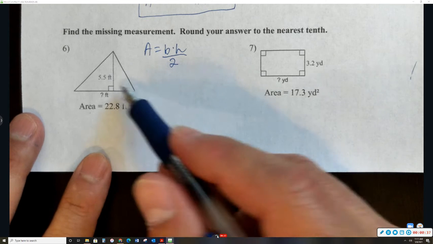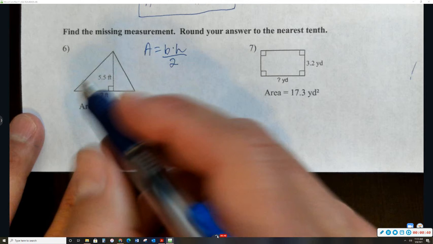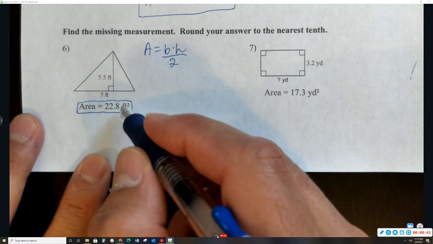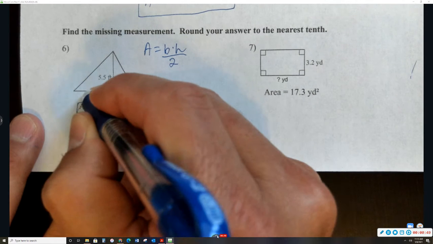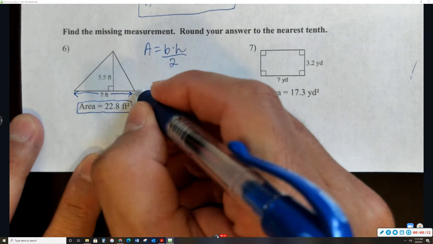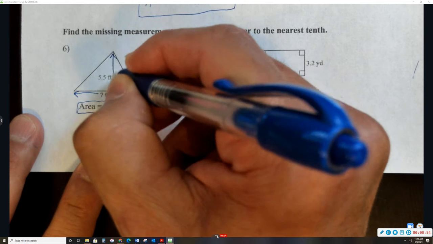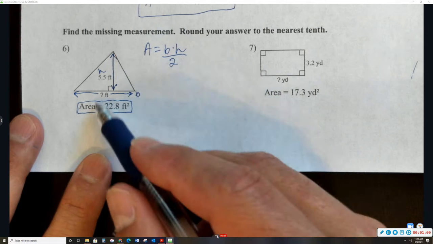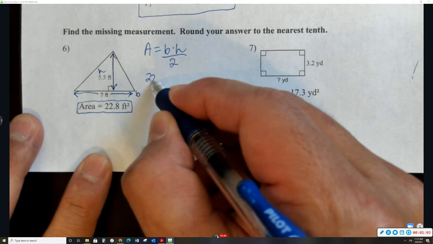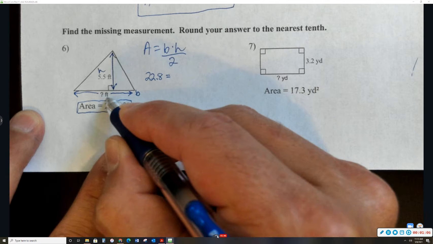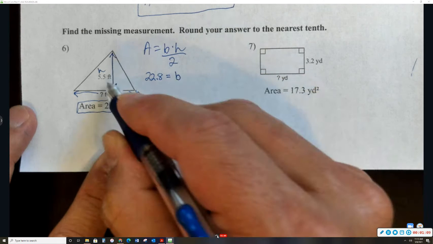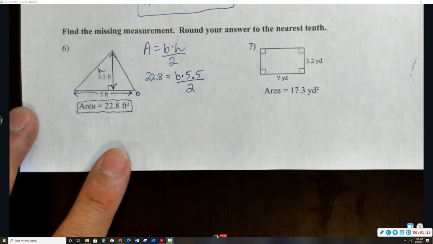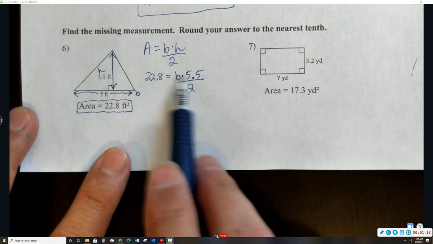Okay, and then we're going to go through the diagram and figure out what information they give us. They tell us the area is 22.8 feet squared. This measurement, because it runs horizontal, is the base, and then this measurement is measuring the vertical height, obviously the height. So I'm going to put that in here. A is 22.8. The B we don't know, so I'm going to leave it as B. And then the height is 5.5. And then all of that gets divided by 2. We have one variable, everything seems to work out okay.